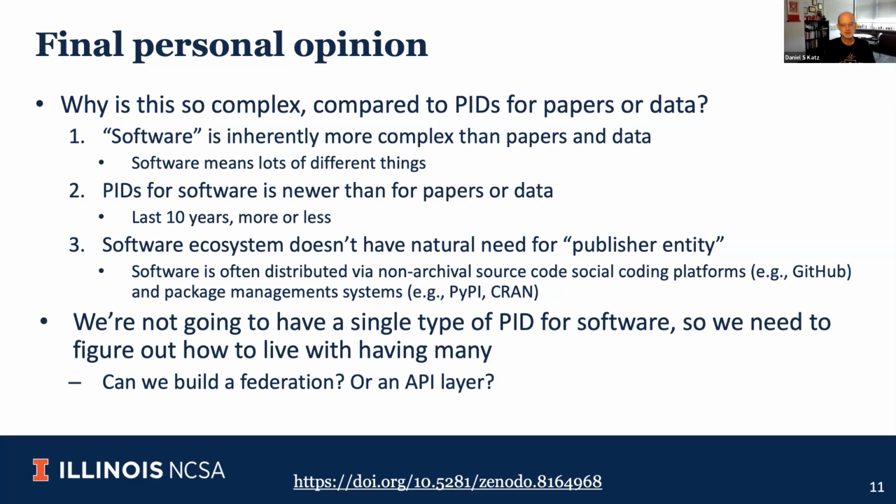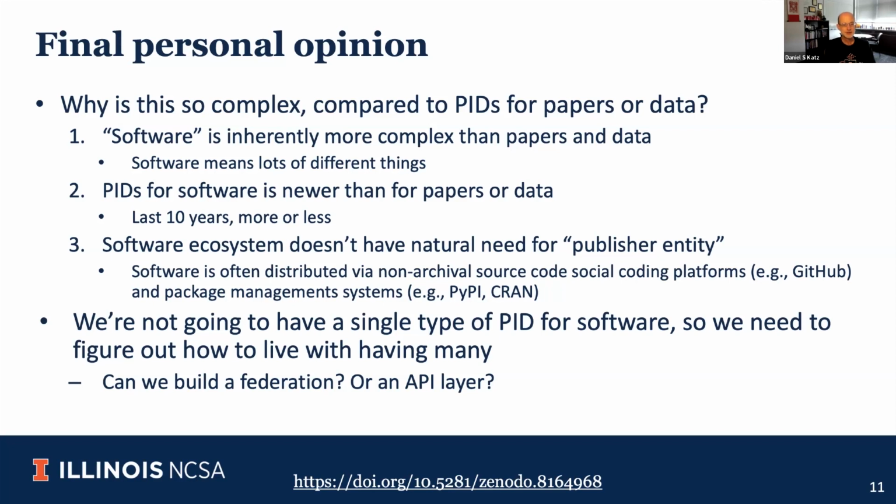But software is often identified through non-archival source code social coding platforms like GitHub. And then you don't really have metadata associated with it. And you've got lots of different versions that aren't necessarily very well linked. When you get into package management systems, you can kind of think of package management systems like publishers in some sense. And this actually helps a bit, but this isn't how a lot of software is distributed.